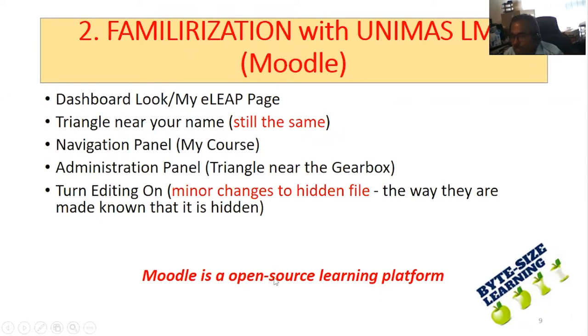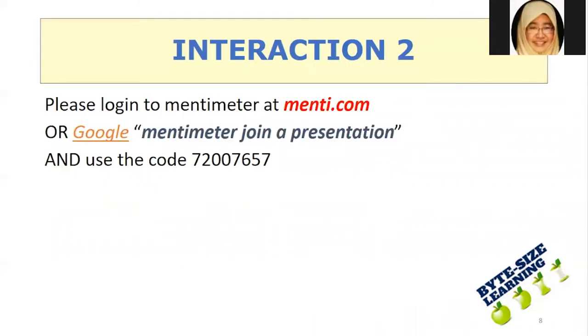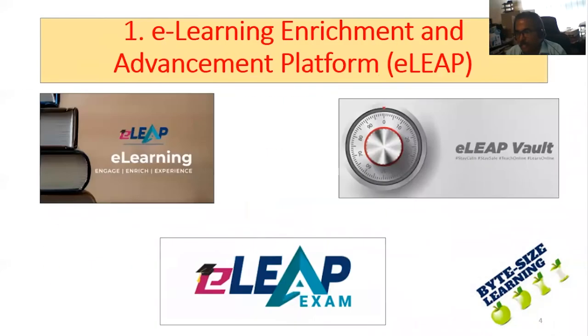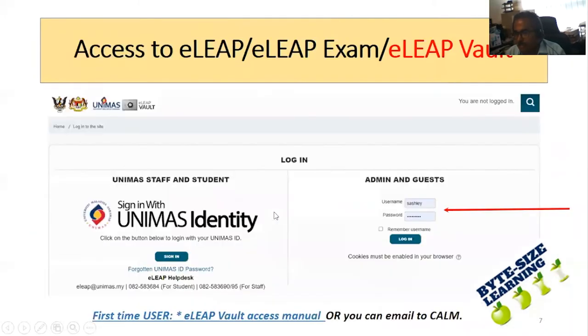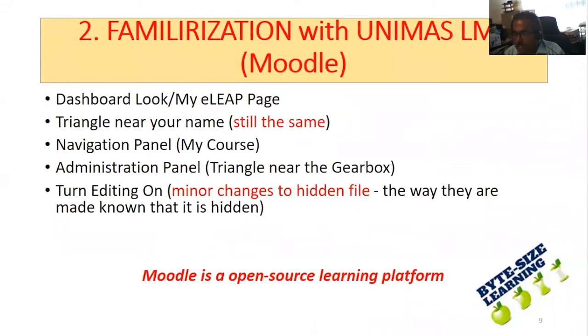Basically it's open source software. The system that we are using is actually running on Moodle. That is the name of that particular system, and eLEAP is the name given by UNIMAS. Remember we called it in the beginning, what's the name? Learning Enhancement Advancement Platform. So that is the name given by UNIMAS for the system that we are running, but in the background, the system is based on Moodle. It's open source, and that's one of the best things about it.